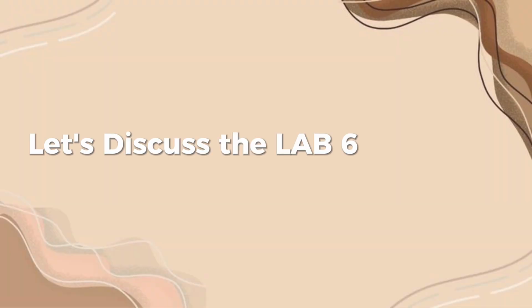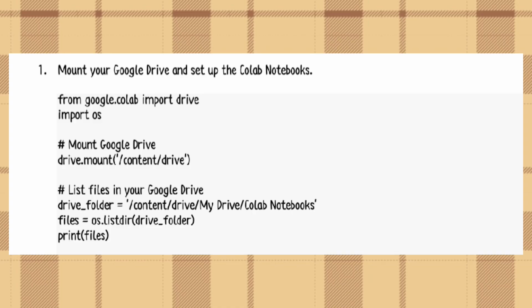Let's discuss the Lab 6 naive Bayes. The image displays a code snippet that is part of a larger set of instructions, likely for a Google Colaboratory Colab notebook. This specific snippet focuses on setting up access to Google Drive within the Colab environment. Here's a breakdown of the code.